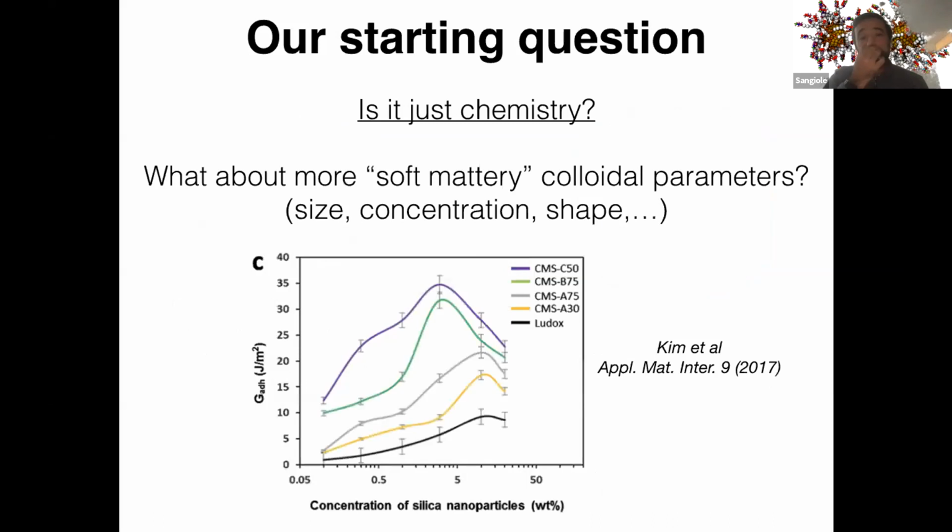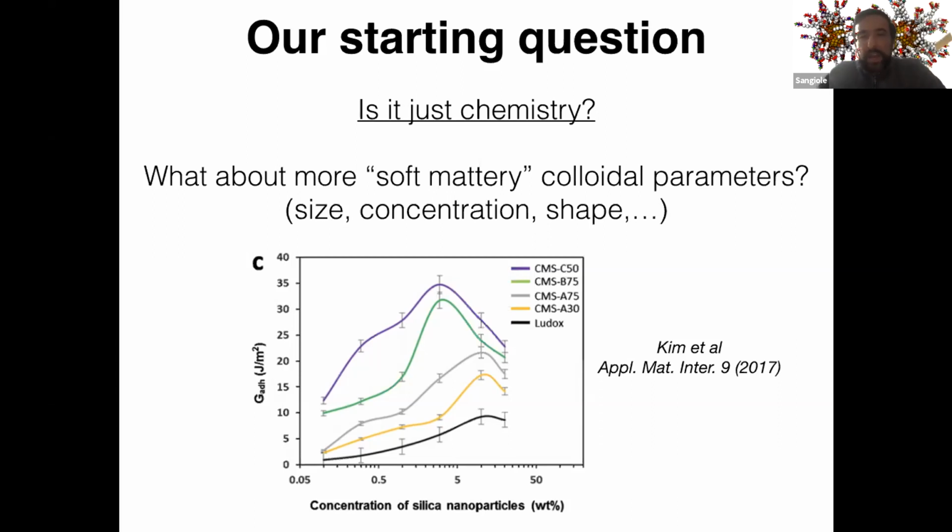And this is, for example, a very good picture in this sense, because in this experiment, what they are showing is the fact that if you look at the adhesion strength of the interface as a function of the concentration of nanoparticle at the interface, you have a non-monotonic behavior using nanoparticles that are basically of the same chemistry but different sizes. So this is what this C50, 75, A75, A30 are.